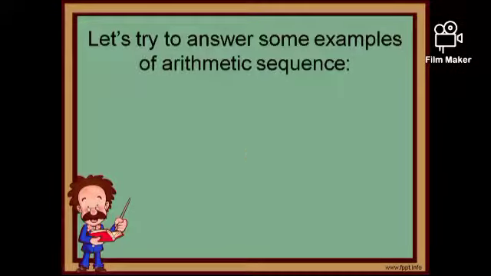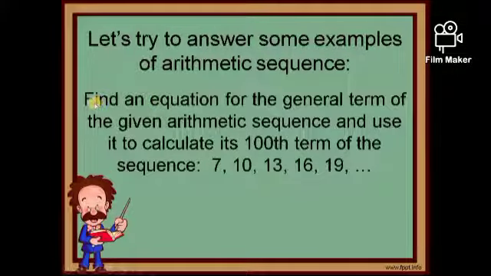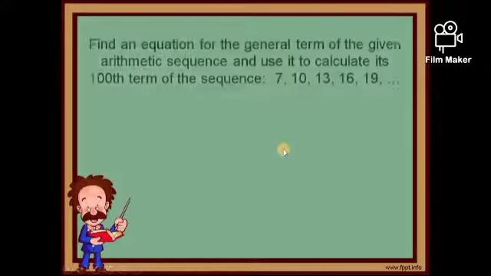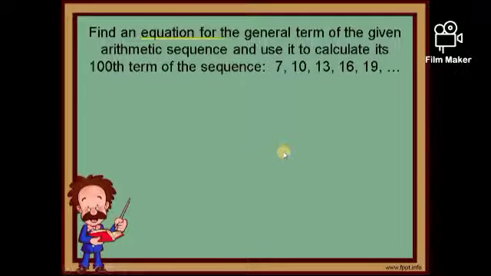Let's try to answer some examples of an arithmetic sequence. Sample number 1. Find the equation of the general term of the given arithmetic sequence, this one: 7, 10, 13, 16, and 19. So we need to find the general term, and also we need to calculate its 100th term. So let's start. We need to find first the equation for the general term of the sequence.